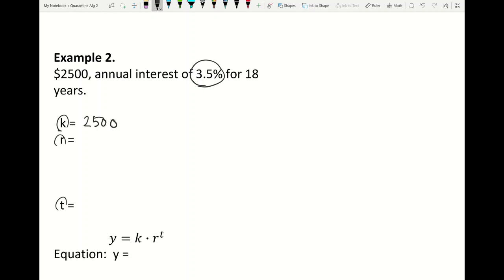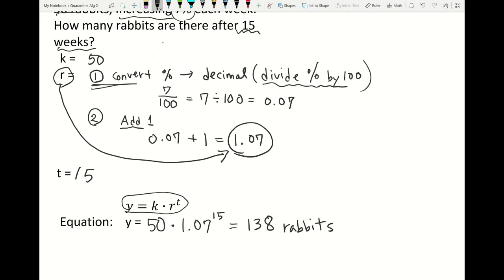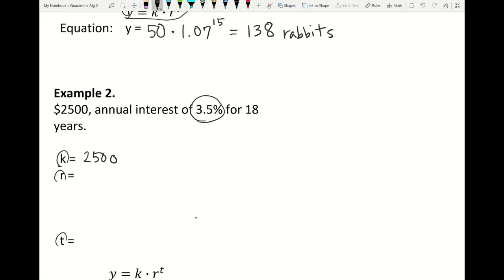So 3.5%. Now, what do we need to do? We need to do 2 things. Can you remember that? Let's just quickly review. We have to do 2 things. First is you convert percent to decimal. And how do you convert it? You're going to divide the percent by 100. And then we're just going to add 1 to it. Okay, those 2 things. So let's divide 3.5%, that's percentage, by 100. That will convert into decimal form, which is 0.035.